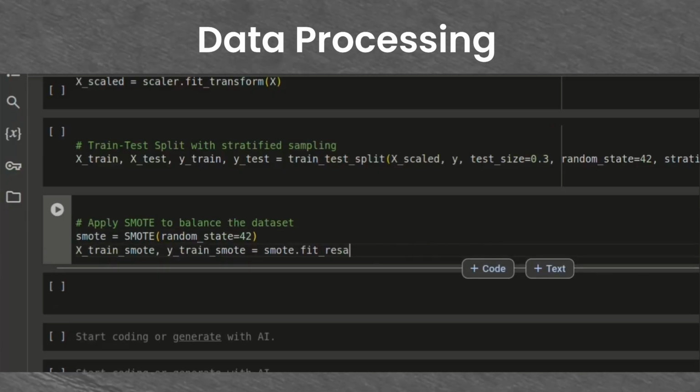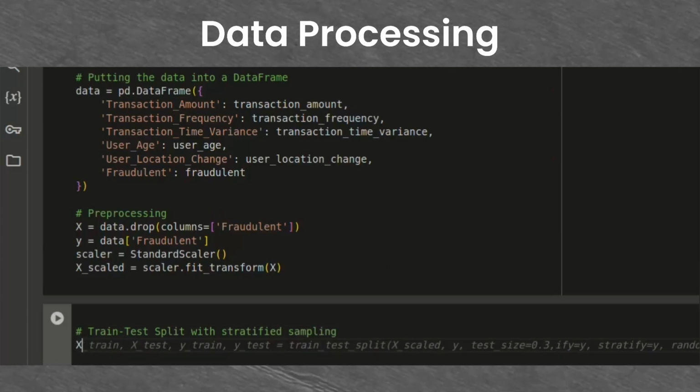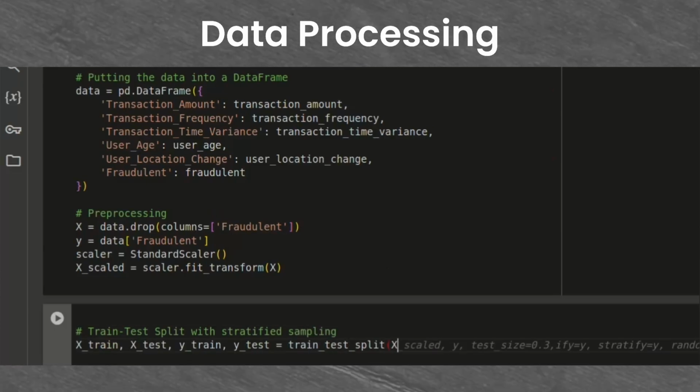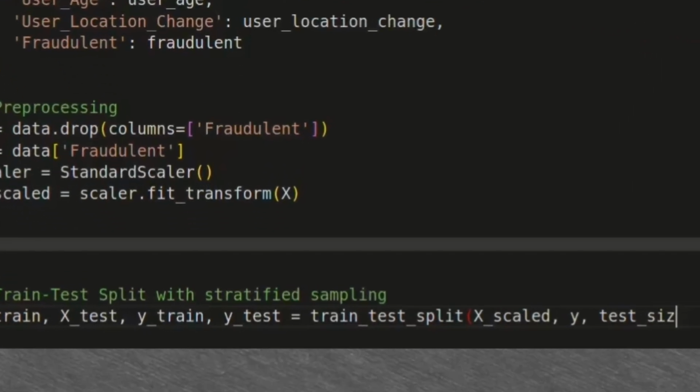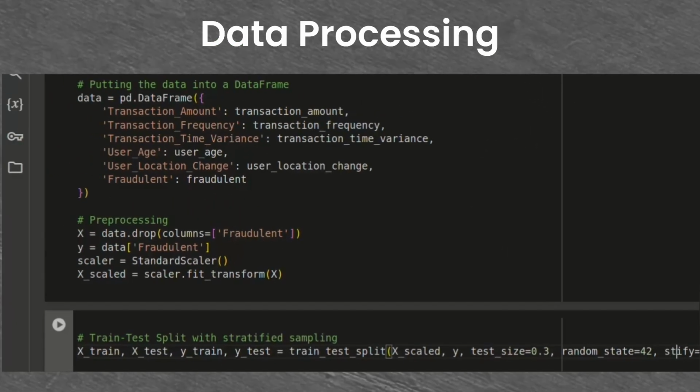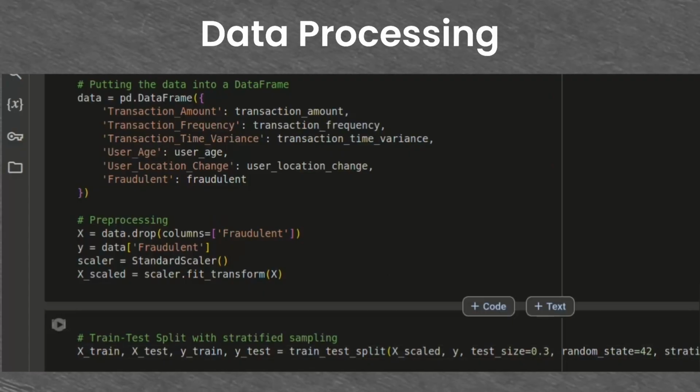Once this problem was solved, there were many other problems that I faced, and I will be showing you that these challenges were very interesting as well. Since fraud transactions are rare, one way to deal with this is by using stratified sampling during the train-test split, ensuring that both the training and testing sets contain a similar ratio of fraudulent and non-fraudulent transactions. Here is how you can implement SMOTE using the imbalanced-learn library.